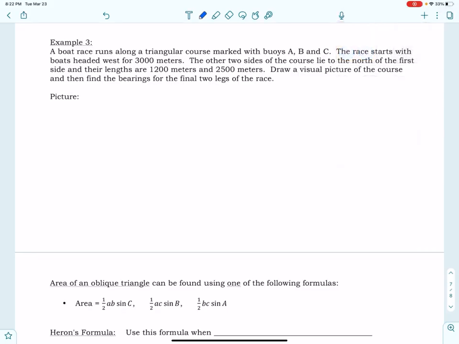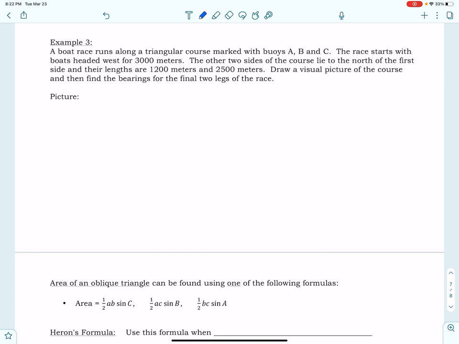Okay, in this video, we are going to look at another example of an application problem for pre-calculus, and this is for oblique triangles. So we're going to be using law of sines or cosines depending on the situation. So this is example 3 in our Unit 8 notes. And again, we have to draw the picture. That is the part that is going to cause just a little bit of stress, but it's okay.